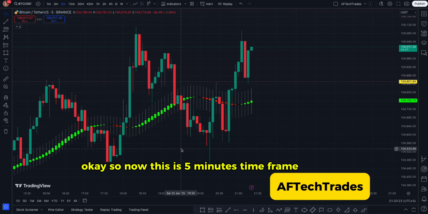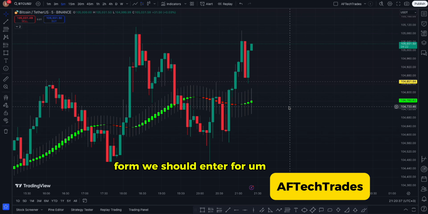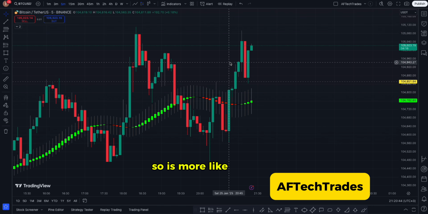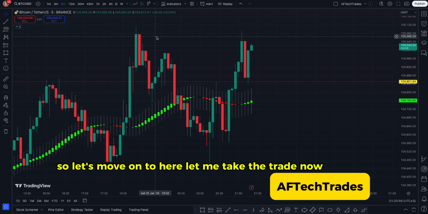Okay, so now this is the 5 minute time frame, and I want to take a live trade. Let's test the strategy. Though I said immediately after the second candlestick forms, we should enter for a buy, since we've confirmed that the major trend is a buy, so it's more like I'm entering this trade late right now. So let's move on to here. Let me take the trade now.